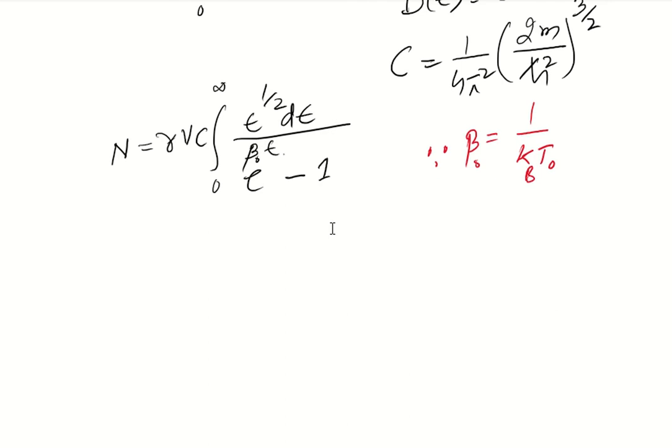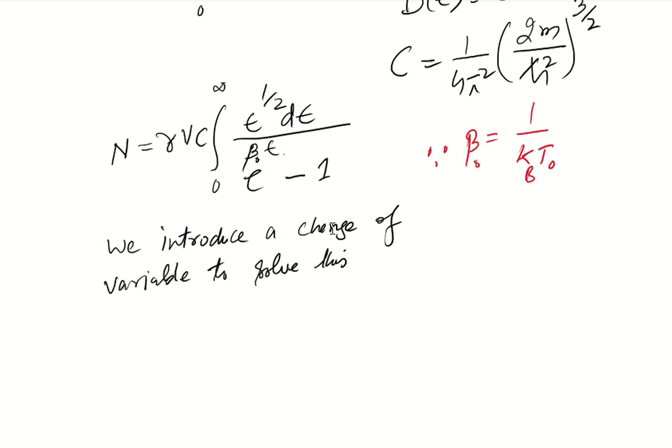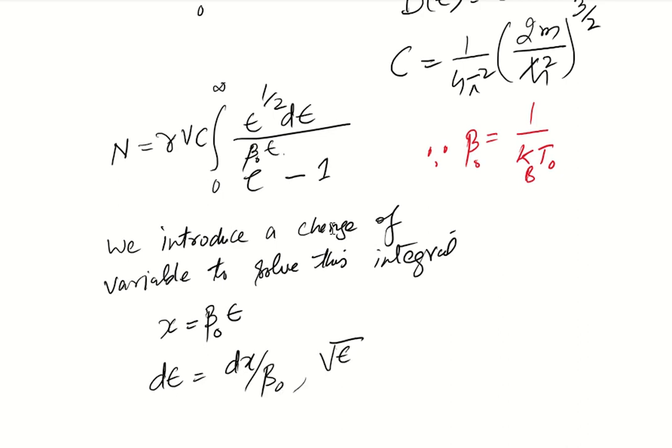Alright, now we introduce a change of variable for this integral. That change of variable is, we put x equal to beta naught epsilon. This will give us d epsilon equals dx over beta naught, and square root of epsilon equals square root of x over beta naught.